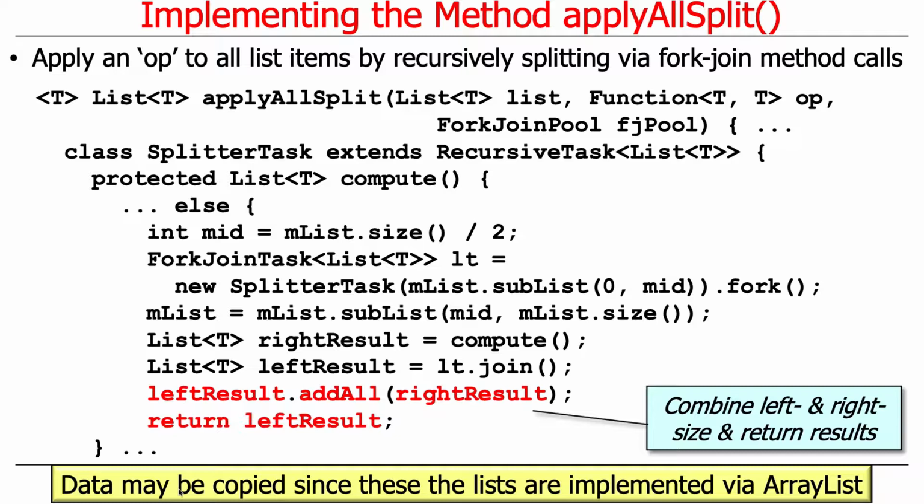And the key thing to note here is that because left result and right result are array lists, there might be data copying going on here. If the array list isn't big enough, it has to make a copy.